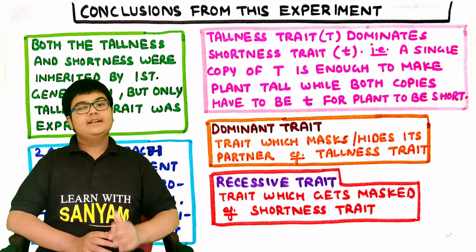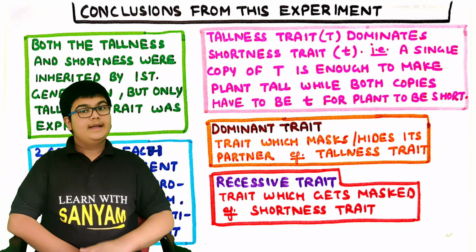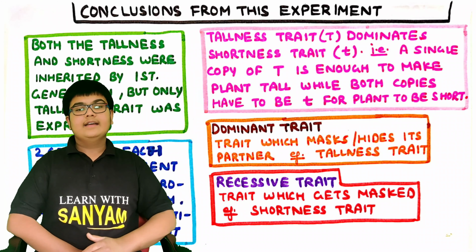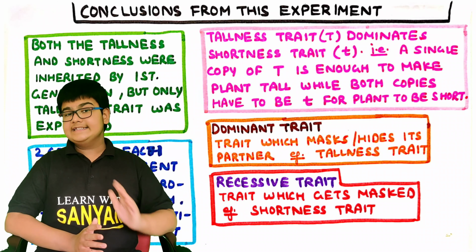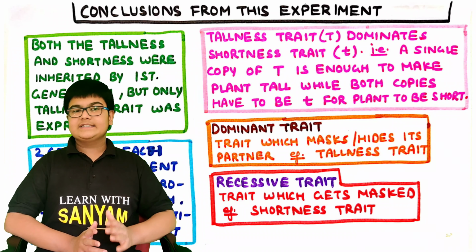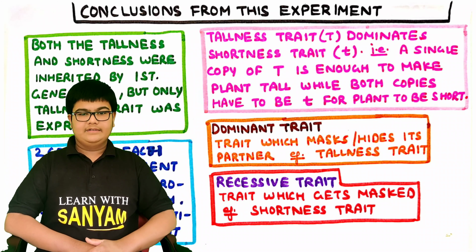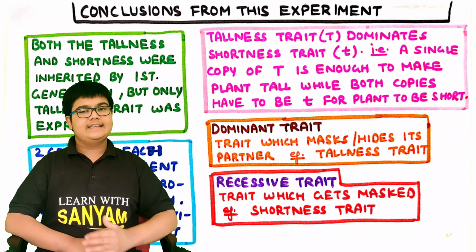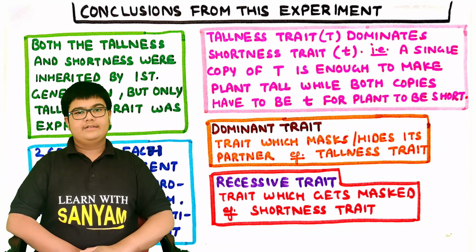This means that the capital T trait is the dominant trait. The dominant trait is the one which masks or hides its partner, while the recessive trait is the one which gets masked by the other partner. And the shortness trait in this case is the recessive trait.